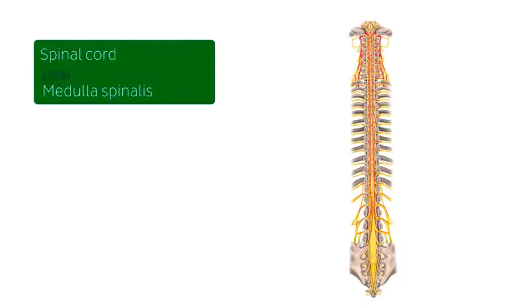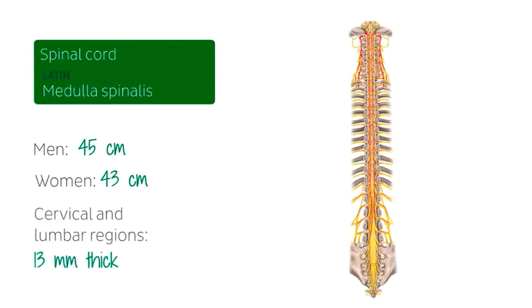In terms of length, the spinal cord is going to be 45 centimeters in men on average and 43 in women. Also, the spinal cord has a varying width ranging from 13 millimeters thick in the cervical and lumbar regions and about 6.4 millimeters thick in the thoracic area.